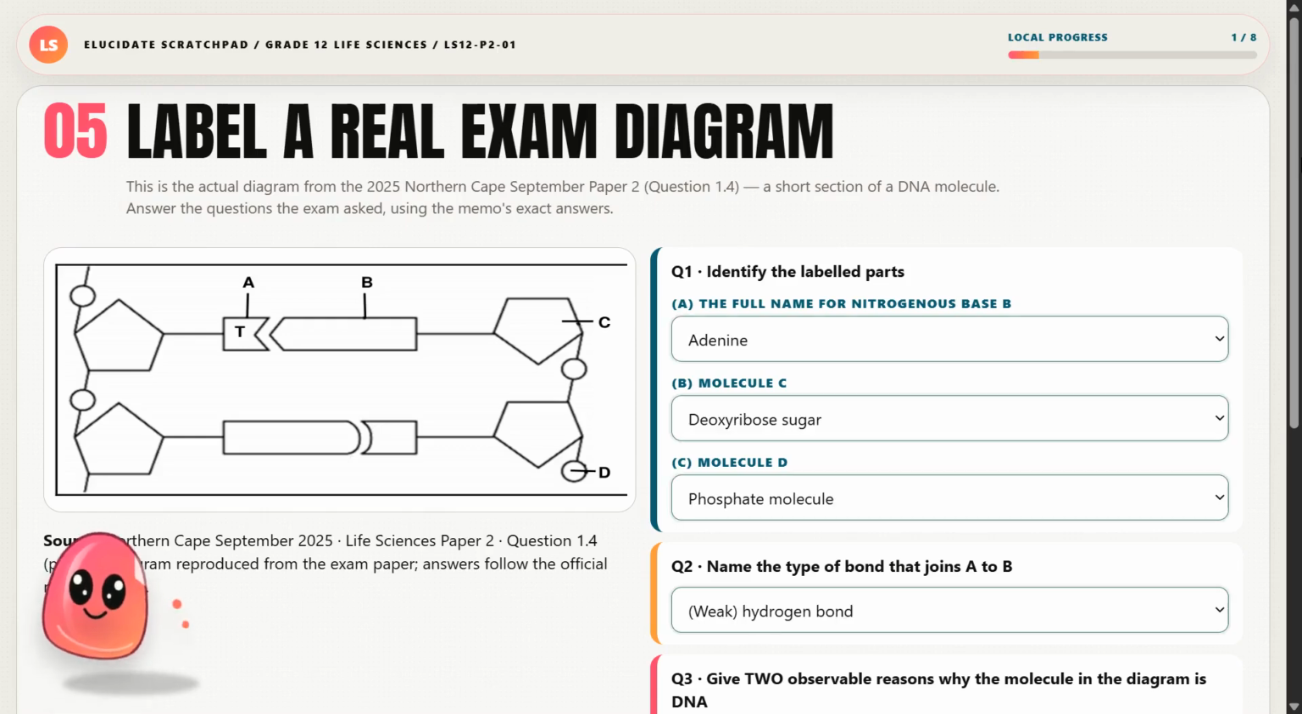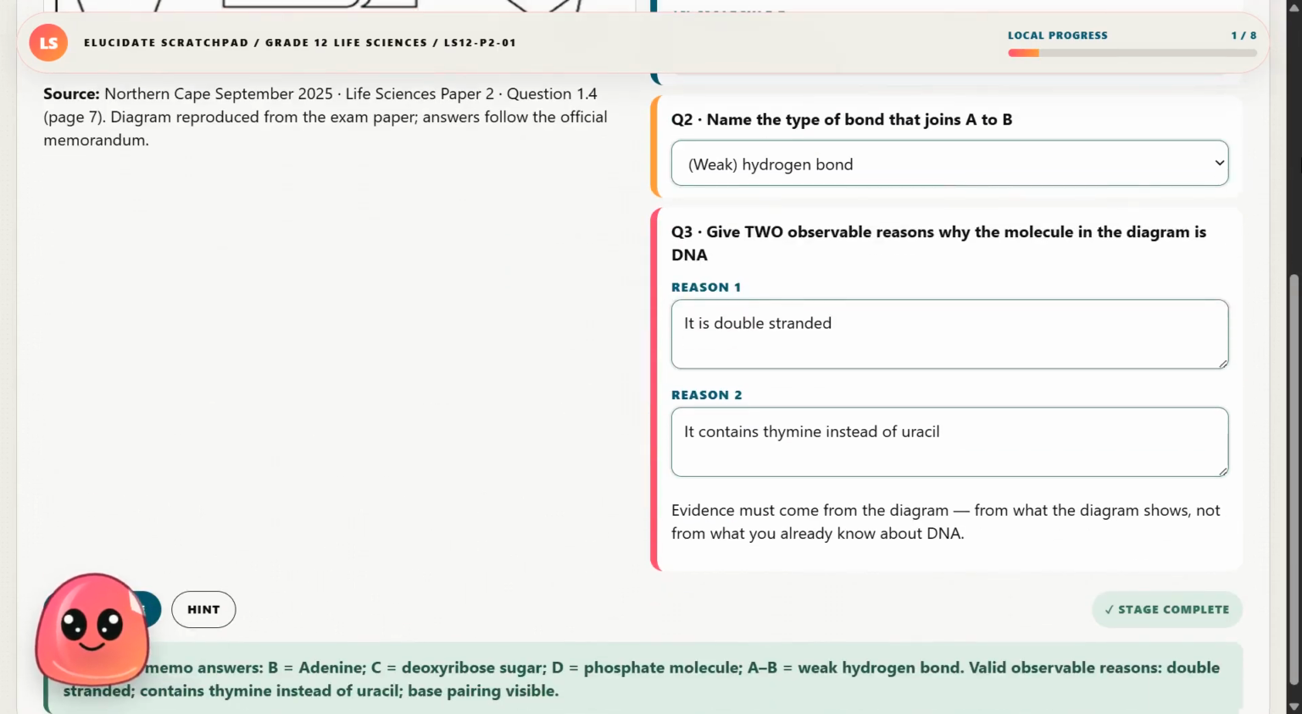This is the real diagram from the 2025 Northern Cape September paper, question 1.4. The questions: identify nitrogenous base B, and molecule C and D and name the bond that joins A to B. Then give 2 observable reasons why the molecule is DNA.